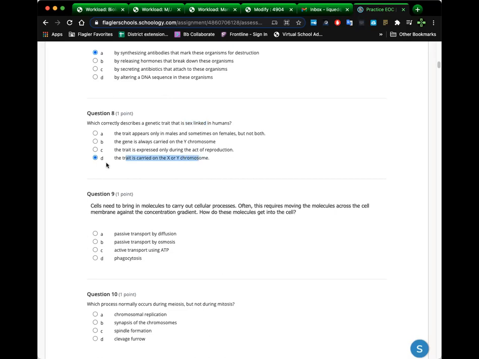All of the other chromosomes are what we call autosomes, and those are the ones we typically talk about. So this is going to be like color blindness and hemophilia. Those are the two big ones talked about with sex-linked traits.